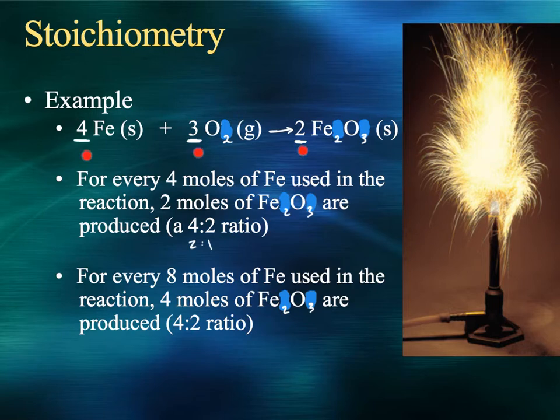But notice, up here, these coefficients are in the lowest possible whole number ratio, 4-to-3-to-2. I can't reduce that anymore. There are no smaller whole number ratios for those coefficients.